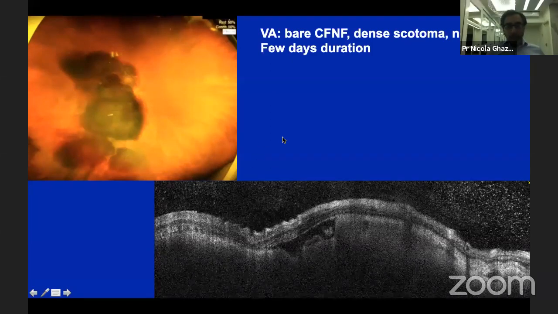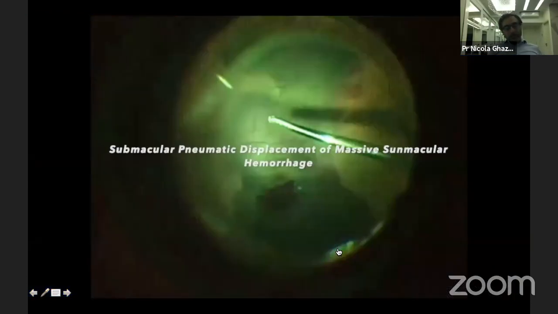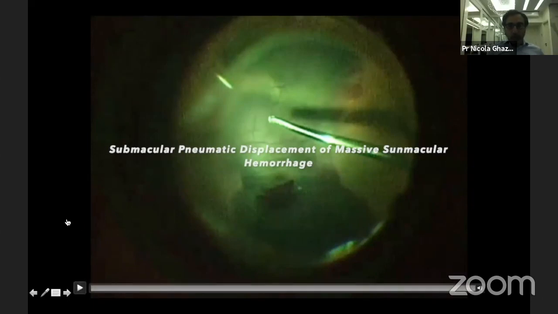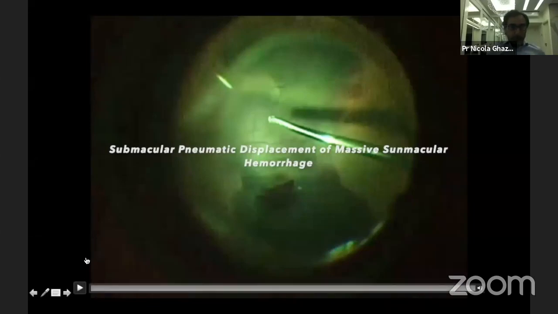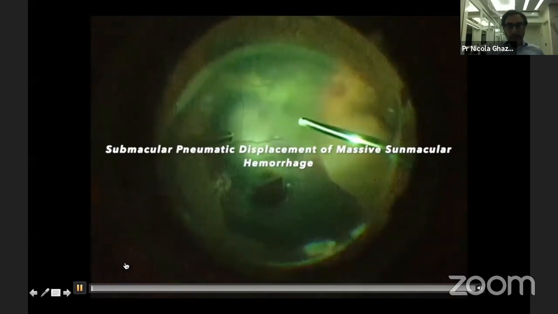The symptoms started a few days prior to presentation, and on OCT you can see the vitreous hemorrhage and the large subretinal hemorrhage. We discussed the treatment options. As you know, this is a rather devastating complication of neovascular AMD. There's really no proven treatment for this condition, but there are several reports of successful displacement of the submacular hemorrhage using different techniques. The technique I chose for this case was pneumatic displacement of the submacular hemorrhage, and I'm going to share with you the video now.